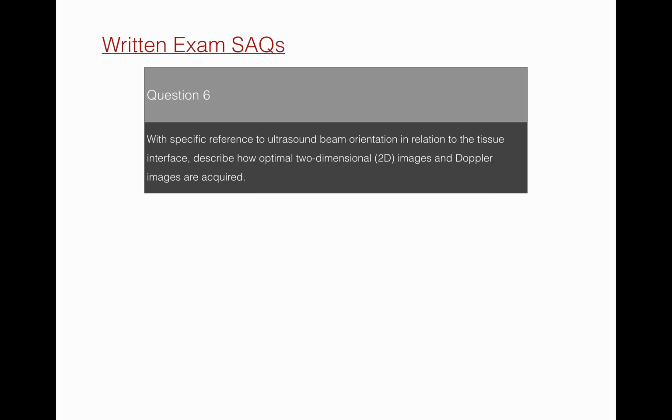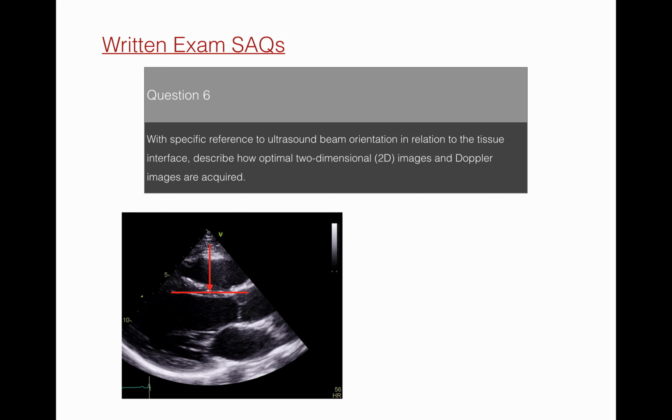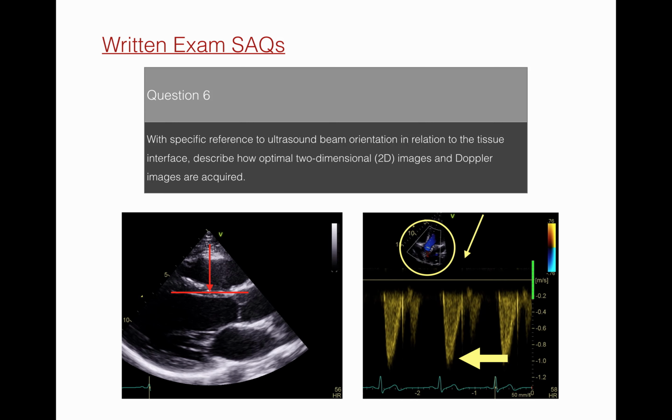Another question asked, with specific reference to ultrasound beam orientation in relation to tissue interface, describe how optimal 2D images and Doppler images are acquired. Firstly, optimal 2D images are achieved with a perpendicular, that is, 90-degree angle of incidence between the beam and tissue interface. Secondly, optimal Doppler images are achieved when the beam is parallel to the tissue, that is, parallel to the direction of the blood flow or tissue movement.